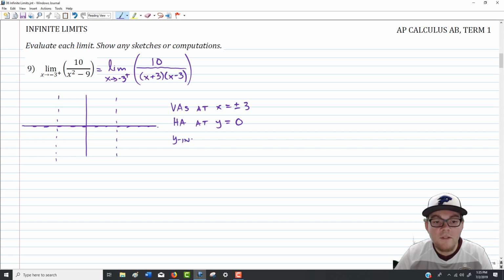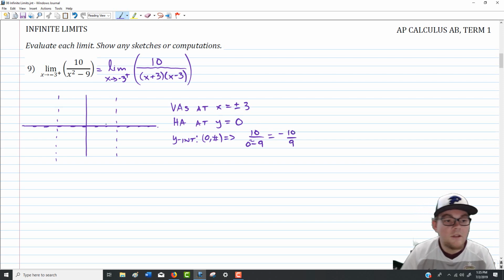First, we'll look for the y-intercept. That's always a good point. That means we're going to plug in 0 and get some number. So in our case, that's going to be 10 over 0 minus 9, 0 squared if you're counting at home, which is negative 10 over 9. So a negative number is right down here. So we have 1 point. We'll play with the rest in a second.